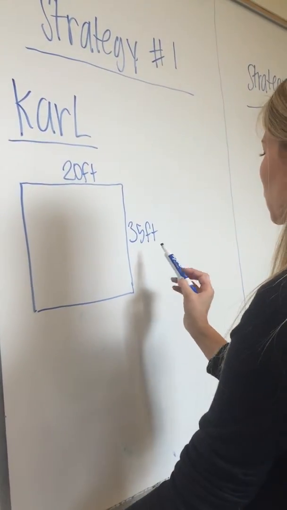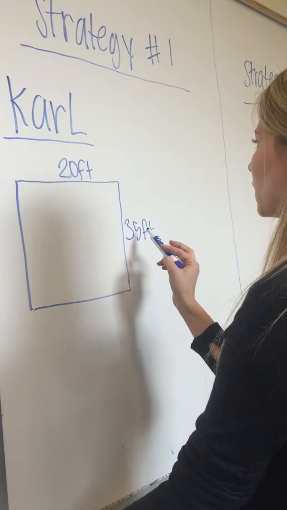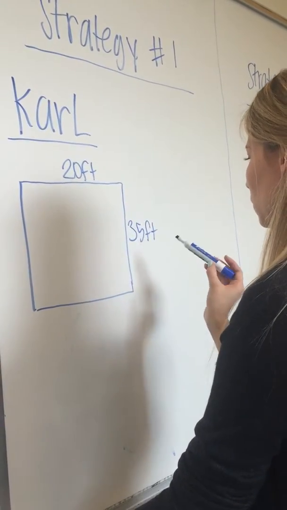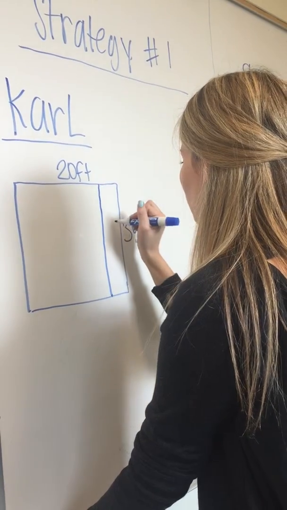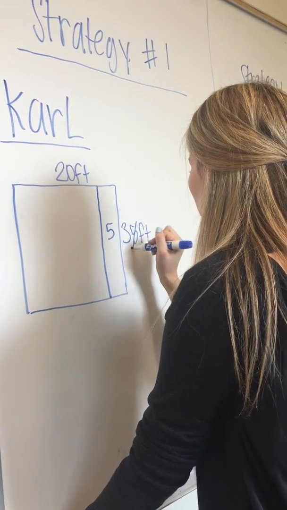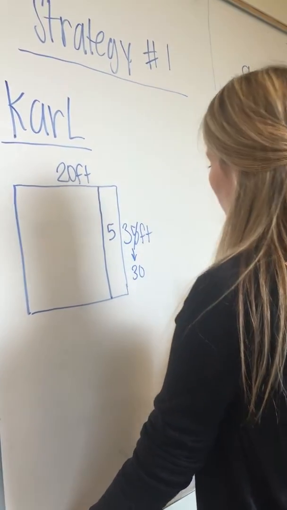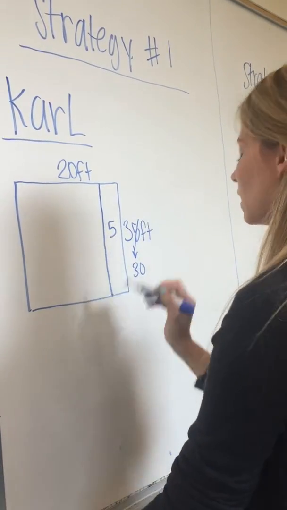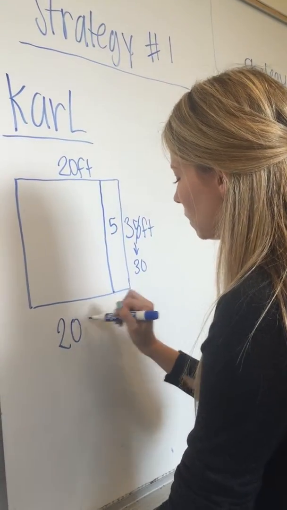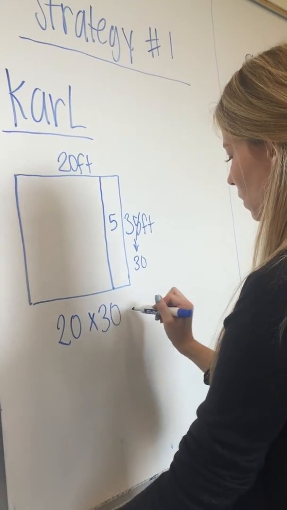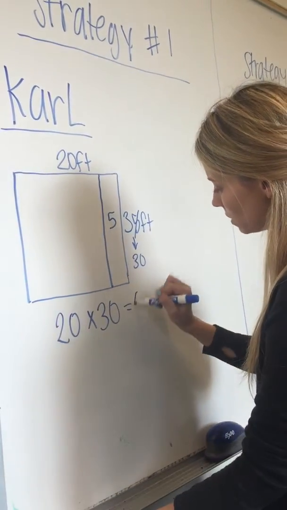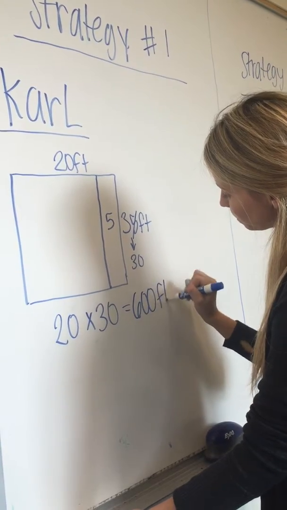And I look at it this way: if I was to take away a 5, this could be 20 times 30, which would be a lot easier for me. So I think about taking away 5 of the 35, making this into 30. And then I think if I multiply 20 by 30, or I can also look at it like 2 times 3 is 6, and then add the 2 zeros, is 600 feet.